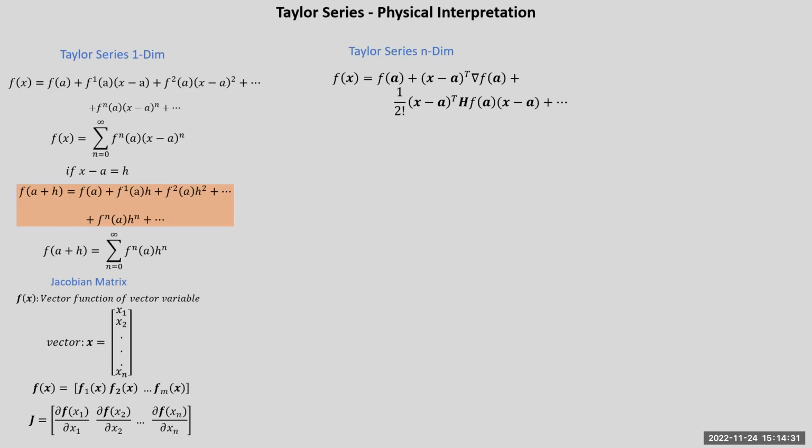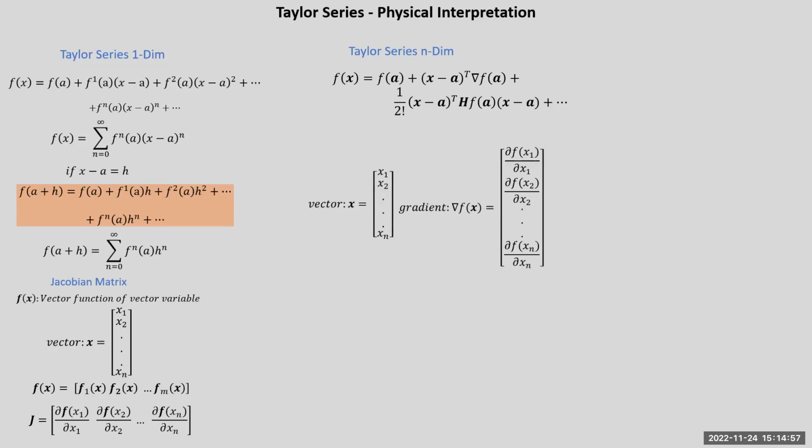So here it is expressed as f of x is equal to f of a plus (x minus a) transpose into gradient of f of a plus 1 by 2 factorial into (x minus a) transpose into H matrix multiplied by f of a into (x minus a), where H is called the Hessian matrix, and your variable x has n components, which is expressed as a column vector, and gradient of f of x is basically the nth order derivative, which we already discussed in our previous lecture.